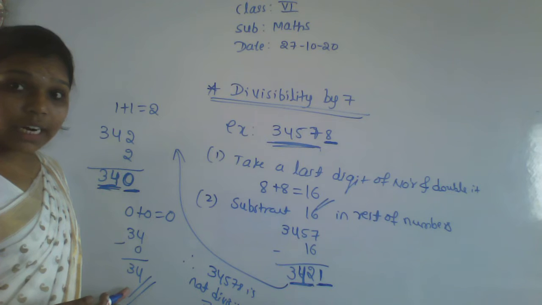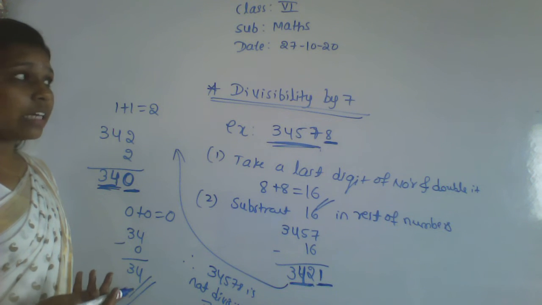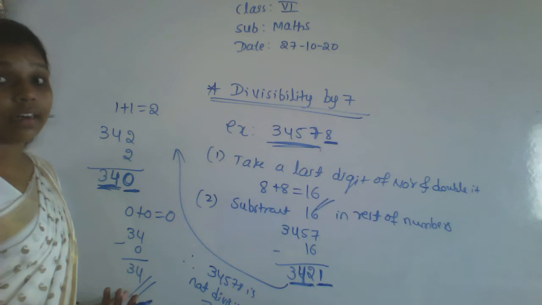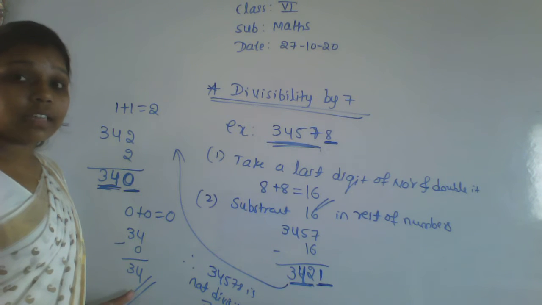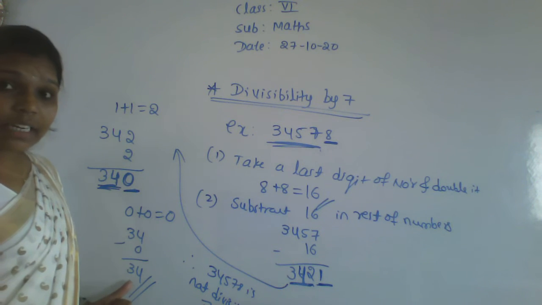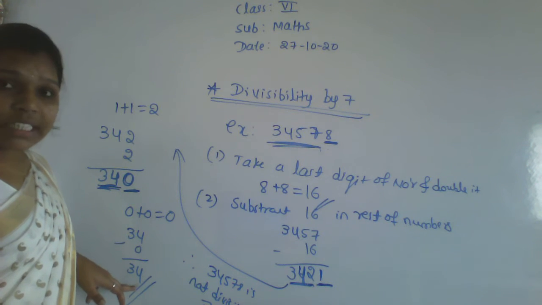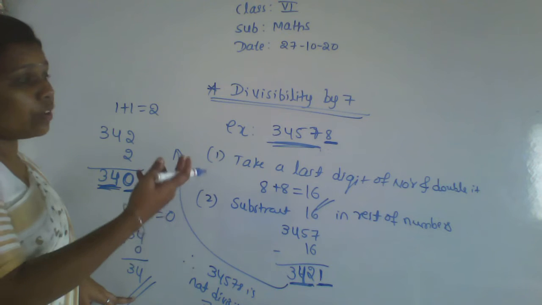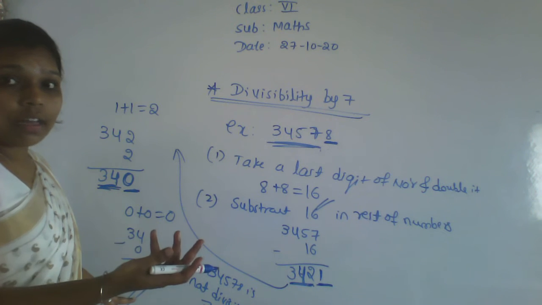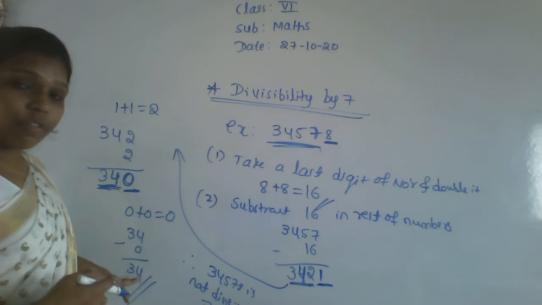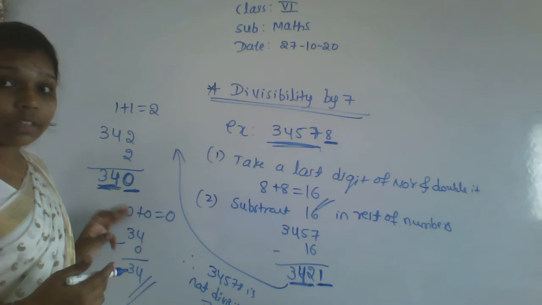We can judge 34. We can say whether 34 is divisible by 7 or not, because in the 7 table 34 is not there. 7 fives are 35 is there. So then we can say this 34 is not divisible by 7, right? So for 2 digits we can easily judge whether it is divisible by 7 or not, because we know the 7 table, right? So we can say for 2 digits, but we can't say for 3 digits.